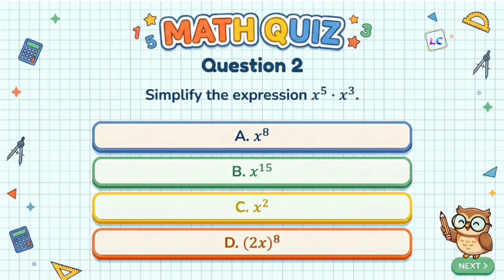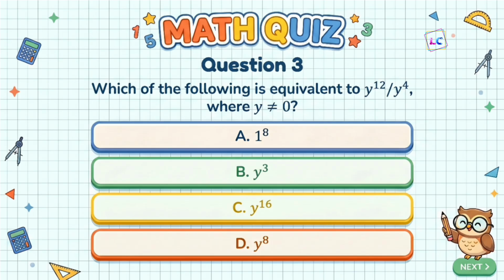Click Next. Question 2. Simplify the expression x power 5 multiply x power 3. The right answer is option A, x power 8.